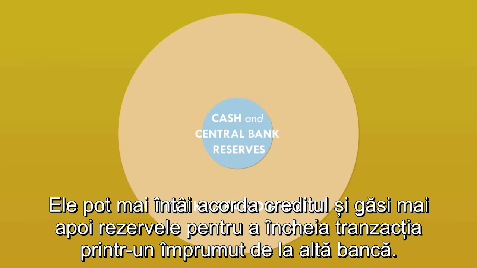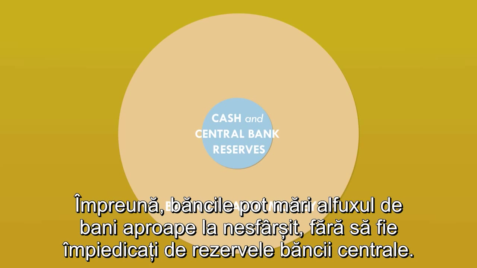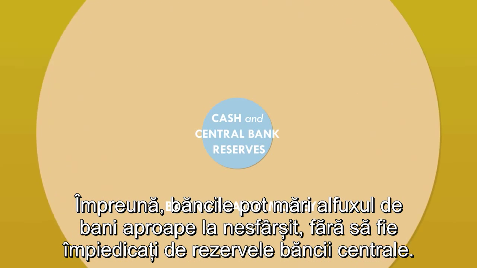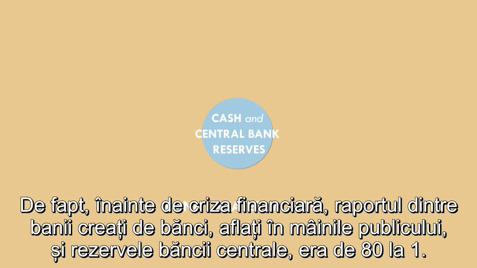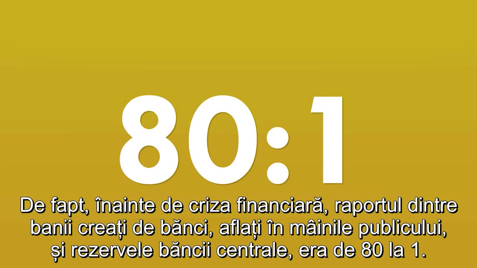So banks don't really depend on having reserves before they can create money. They can make the loan first and find the reserves to settle the payment by borrowing them from another bank. And collectively, banks can increase the money supply almost indefinitely without being restrained by the amount of central bank reserves. In fact, before the financial crisis, the ratio between the bank-created money in the hands of the public and the central bank reserves was 80-1.